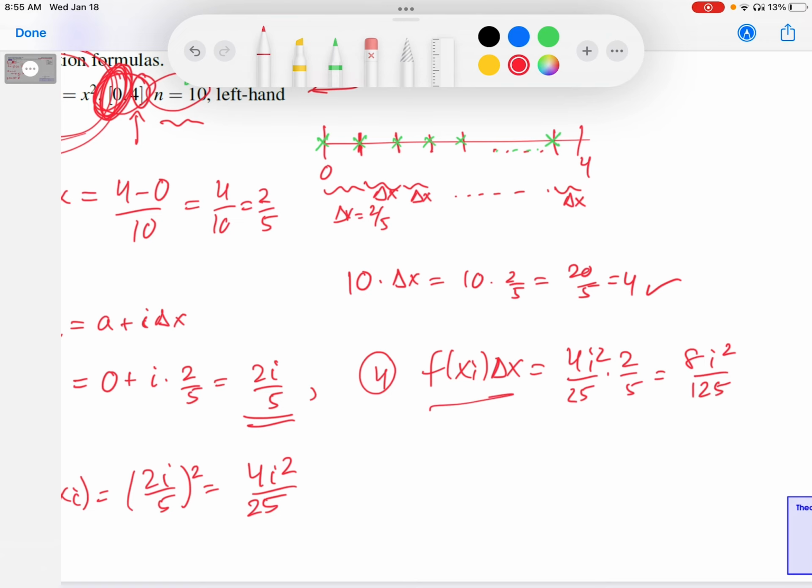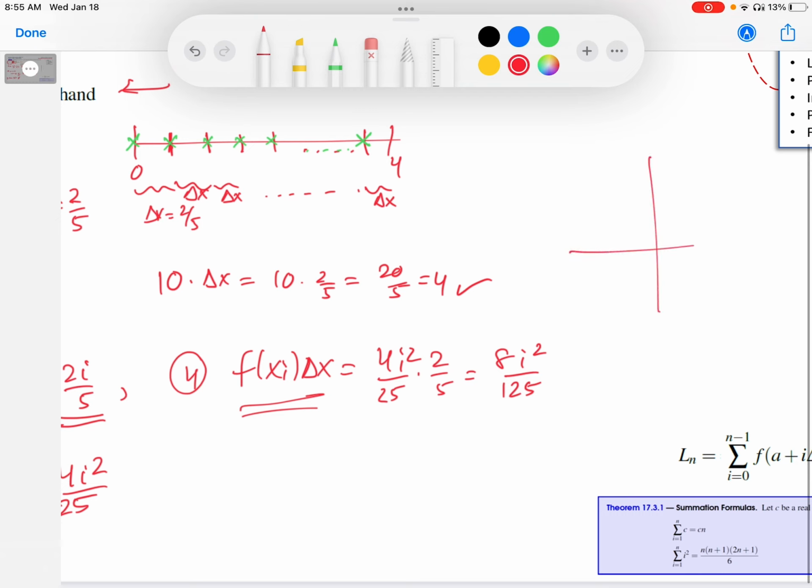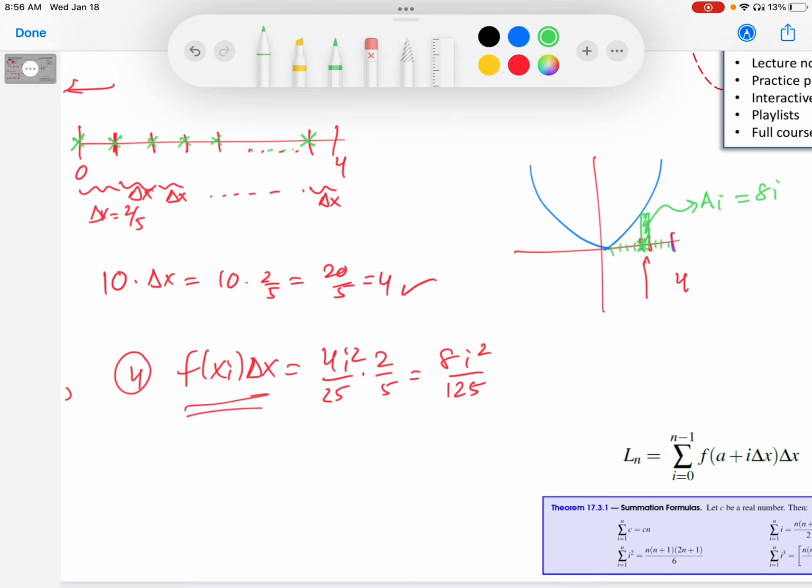So this is the area of the ith rectangle. If I go back to my graph and my picture, I'm looking at f of x equals x squared on the interval 0 to 4. And now I've chopped up 0 to 4 into 10 equal width subintervals. If I were to pick any one of these subintervals, like this one right here, I know that I'm using the left-hand approximation, so I'm using that x value, and I go up to the function, I draw a rectangle. The area of this rectangle, a sub i, the area of the ith rectangle, is 8i squared over 125. So that's what I just calculated.